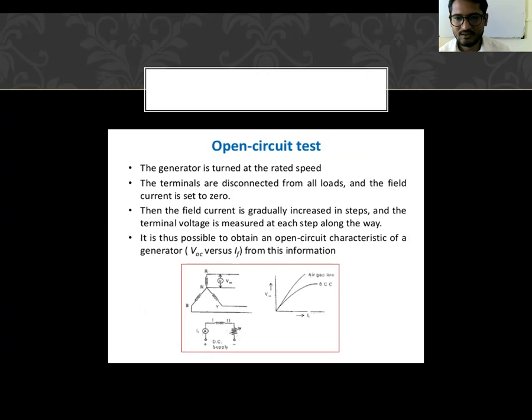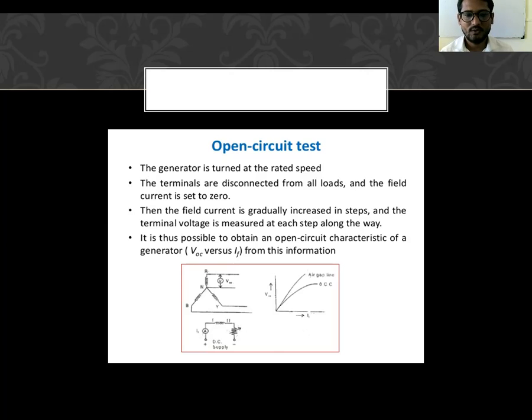So now we have to perform an open circuit test to find out the efficiency and the regulation of the synchronous generator. The open circuit test and short circuit test are done on a synchronous machine to find out the parameters of the synchronous generator, mainly the synchronous impedance of a large machine, to calculate the voltage regulation.